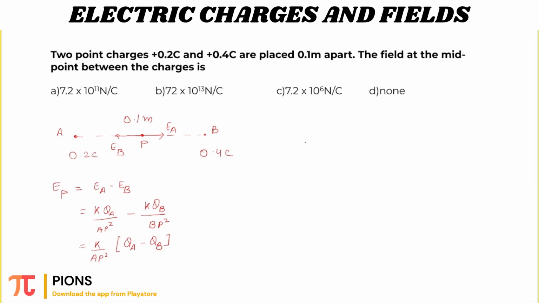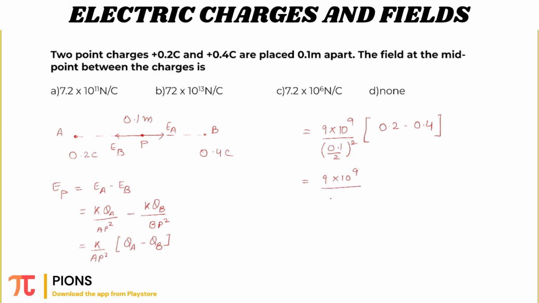Now K is nothing but 9 into 10 to the power 9, over AP, that is the midpoint of 0.1, so 0.1 divided by 2 whole square. We will convert it within a minute. QA minus QB is 0.2 minus 0.4. Now we can see that it's negative, so better we would have done QB minus QA. That's fine, anyways we take the magnitude, so we will just remove the negative sign.